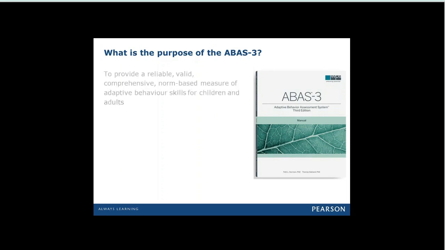So specifically, the ABAS 3 is designed to provide us with a reliable, valid, comprehensive and norm-based measure of adaptive behaviour. It runs through from children all the way up to adulthood, so it's cradle to grave, as we would call it, so from birth all the way up to about 90 years of age.